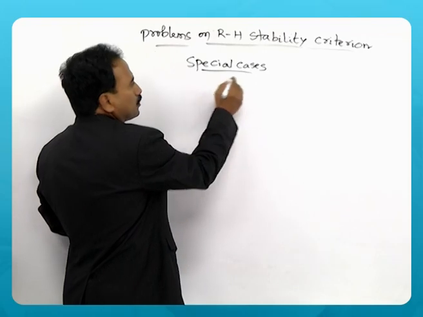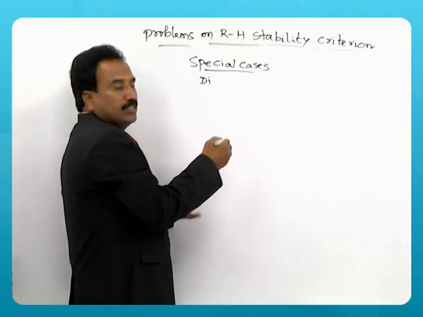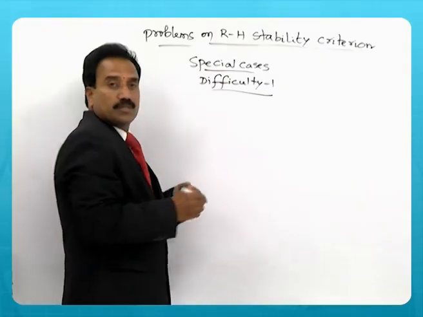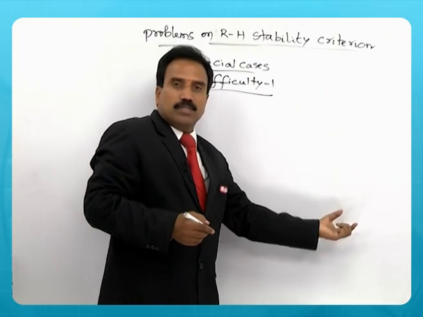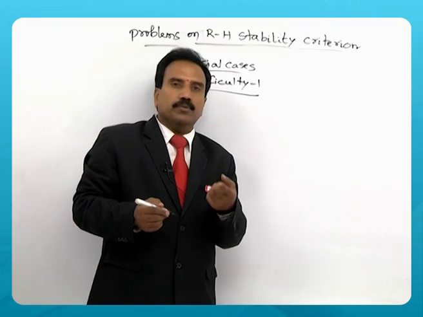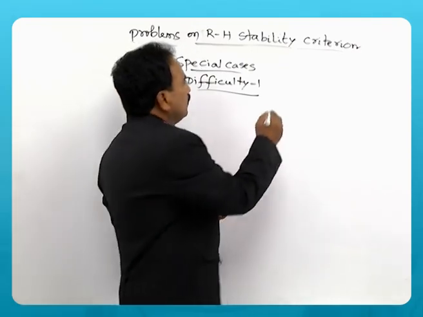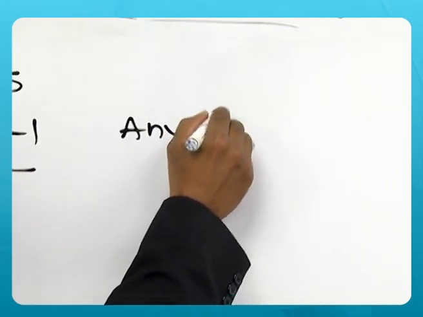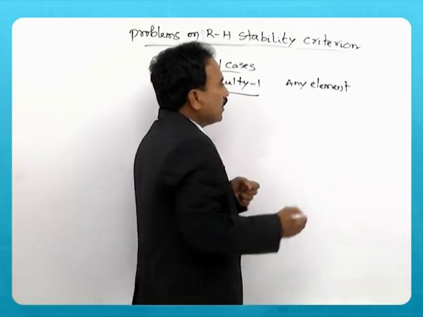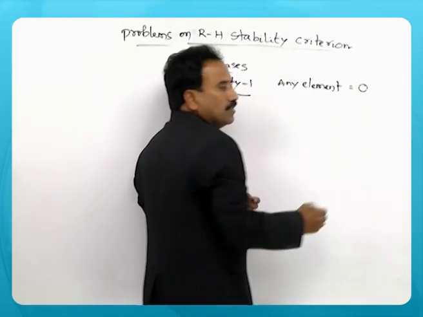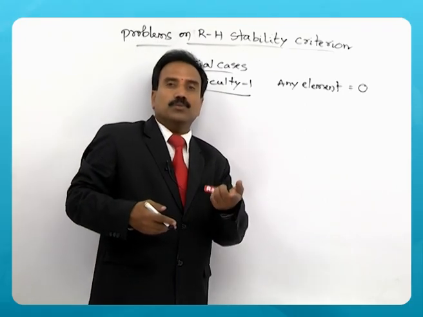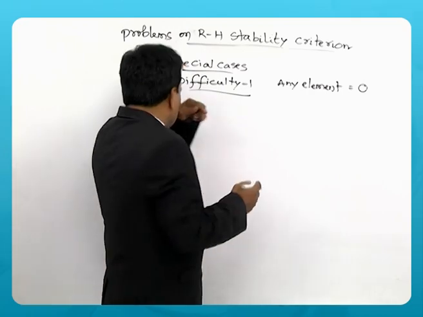So special cases are two, or I say there are two difficulties. Difficulty 1 is that while forming the table, you get one element in the first column of any row equal to 0. One element of the first column of the R-H table being 0 is the difficulty, because you cannot proceed further if a 0 appears in the first column. So what is the remedy?